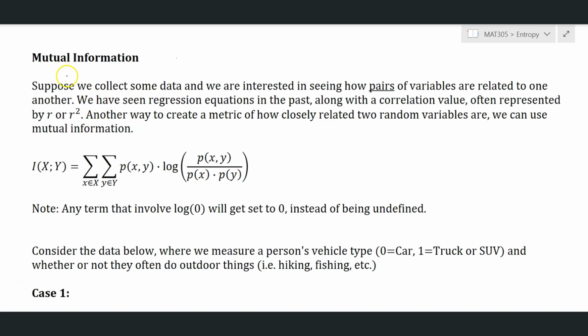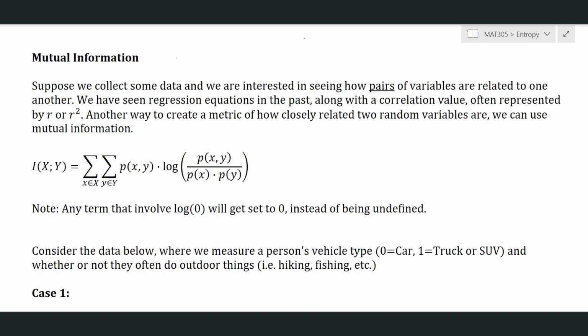Okay, so the last principle here that we'll investigate in the realm of information theory is called mutual information. And as you might guess, it gives us information about things that occur mutually. Let's make that a little bit more clear. Suppose we collect some data and we're interested in seeing how pairs of variables are related to one another. So I might give you a height and weight, and maybe we want to figure out how related people's heights and weights are for those same people, right?